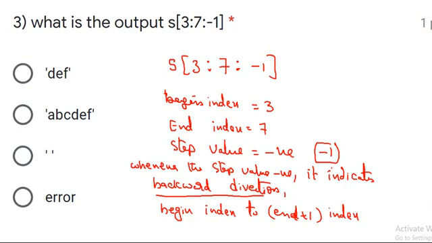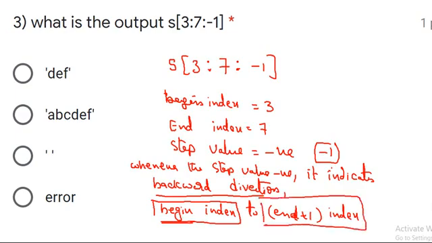When the step value is negative, it indicates it is a backward direction. Listen carefully, it's a very important thing. So here the indexing starts from begin index to end plus 1. If it is a positive direction, it is end minus 1. If it is a negative direction, the indexing is from begin to end plus 1.